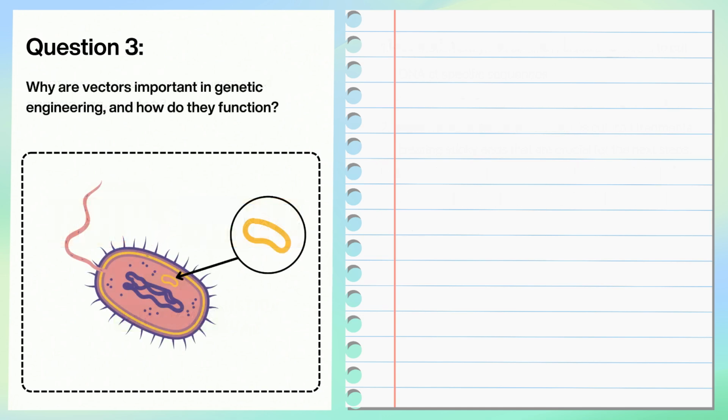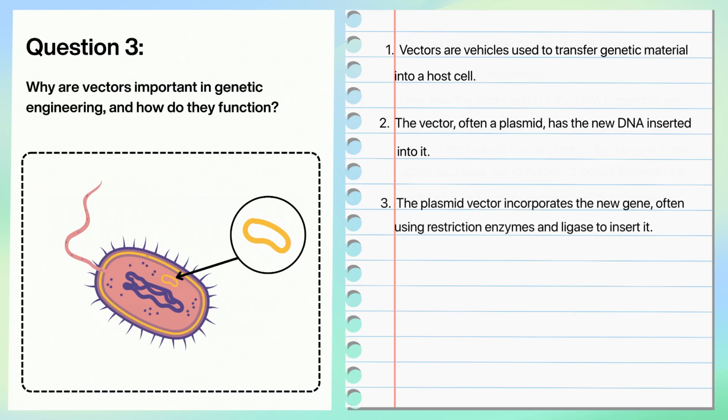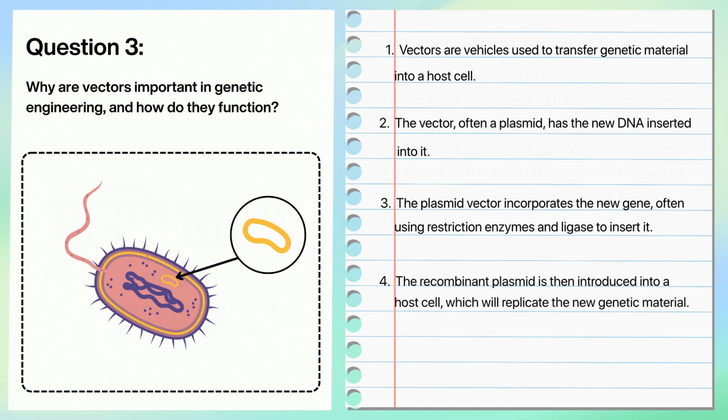Let's look at one last question. Why are vectors important in genetic engineering, and how do they function? Pause here to have a go. Now let's go through the answer. Vectors are vehicles used to transfer genetic material into a host cell. The vector, often a plasmid, has the new DNA inserted into it. Next, the plasmid vector incorporates the new gene, often using restriction enzymes and ligase to insert it. Then, the recombinant plasmid is introduced into a host cell, which will replicate the new genetic material.